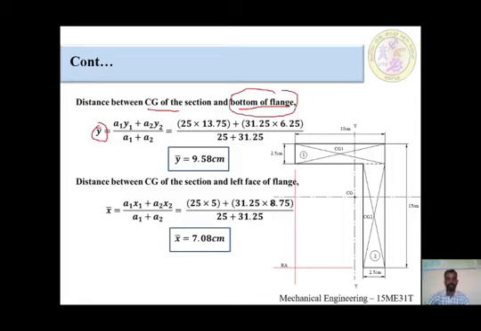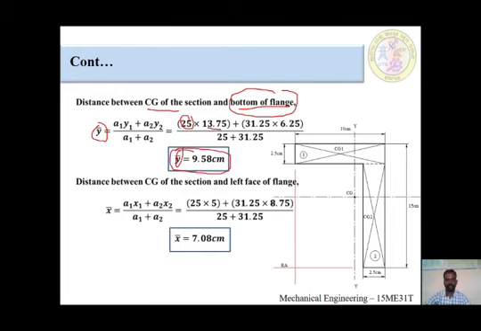Okay, how to calculate Y bar? Y bar is equal to A1 Y1 plus A2 Y2 divided by A1 plus A2. We got area 1 is 25 into 13.75 plus A2 is 31.25, Y2 is 6.25, divided by area 1 is 25 plus area 2 is 31.25. After calculating this, we will get 9.58 centimeter as our Y bar.